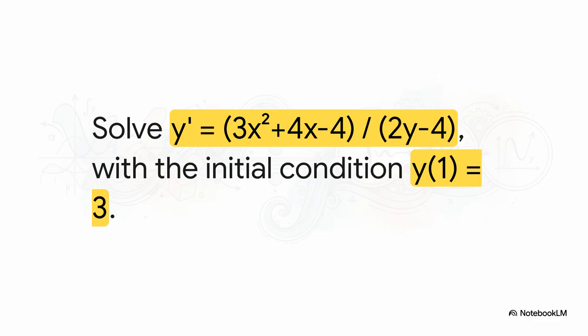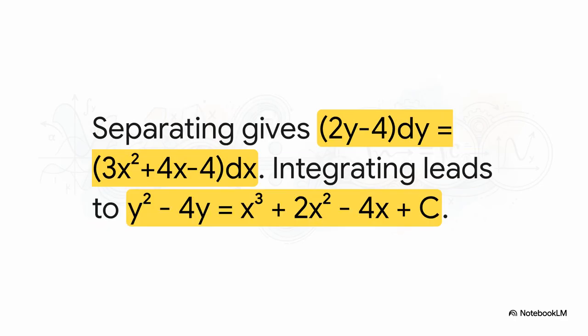But pay close attention to what the final answer looks like this time. Okay, let's speedrun this a bit and do steps 1 and 2 together. We just cross-multiply to separate the variables. Then we integrate both sides. The left side becomes y squared minus 4y, and the right side becomes x cubed plus 2x squared minus 4x, plus our old pal, c.